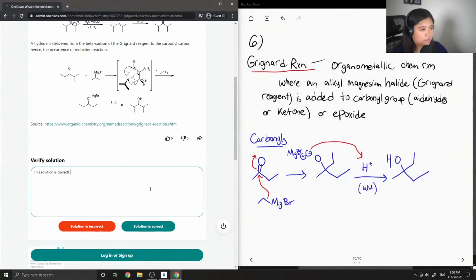So there's a lot of different types of Grignard reagents. I'll just add that as well.